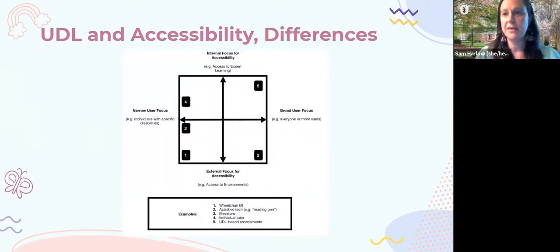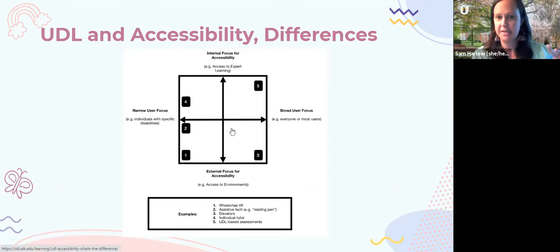So this image is from an article from, I think, the University of Tennessee, their Teaching and Learning Center, talking about the differences between accessibility and UDL. And it really shows you how you can move from just a physical space of thinking about accessibility into thinking about it as being more universal design for learning based, in terms of breaking down barriers for all, and thinking about it a little bit more holistically. So I'm gonna read a quick excerpt from it.